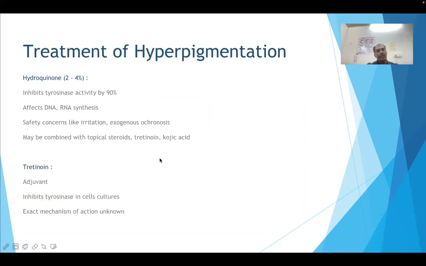Hydroquinone is a bleaching agent which is available in a concentration of 2 to 4 percent. It inhibits tyrosinase activity. Safety concerns like irritation and exogenous ochronosis limit its use. It can be combined with topical corticosteroids, tretinoin, and kojic acid. Tretinoin is mainly used as an adjuvant to other therapies, and it mainly acts by exfoliating the skin, thereby increasing the penetration of other agents which inhibit tyrosinase or act by some other mechanism.